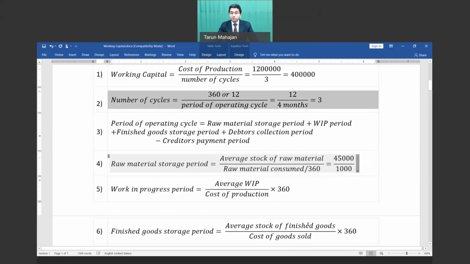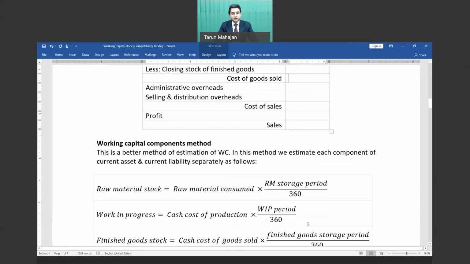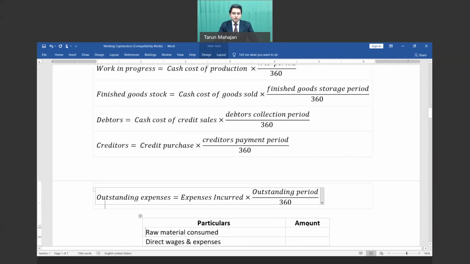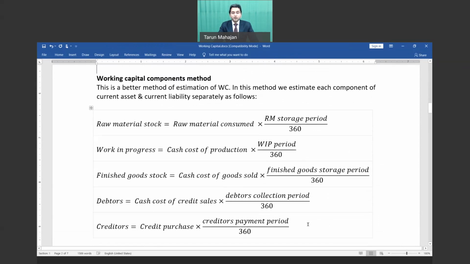Once you know the period of the cycle, then you can calculate the number of cycles. Once you know the number of cycles, then you can calculate working capital. So the process, I have given the answer in reverse manner, but the process starts from here and ends at point number 1. Okay, but this method gives you just a ready and rough idea of your working capital. If you want to be more precise, more accurate, then you need to use the working capital components method.